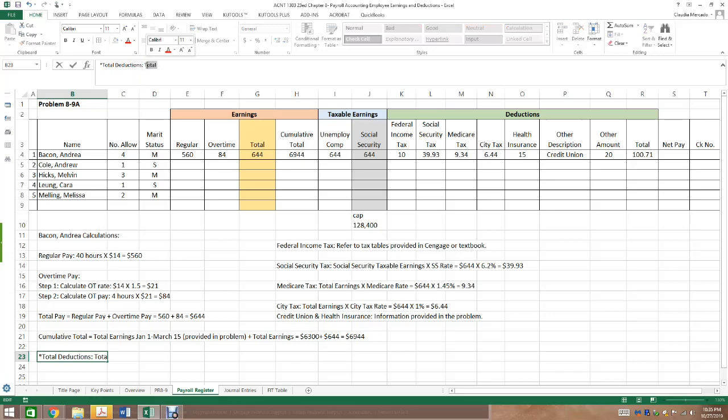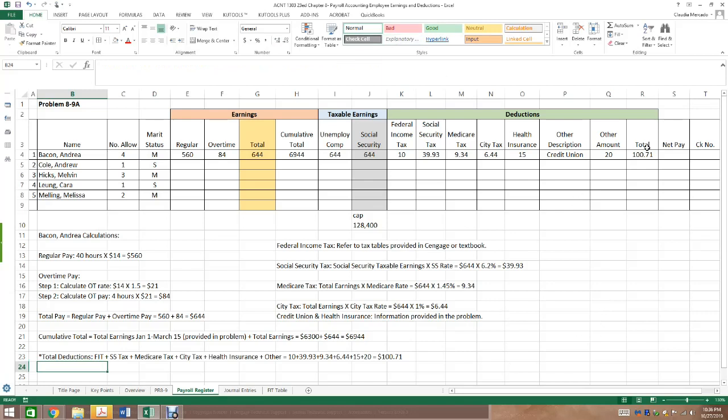Is your federal income tax plus your Social Security tax plus your Medicare tax plus your city tax plus your health insurance plus any other items that you have, okay? And then that is going to give you $10 plus $39.93 plus $9.34 plus $6.44 plus 15 plus 20, and that gives you the $100.71.